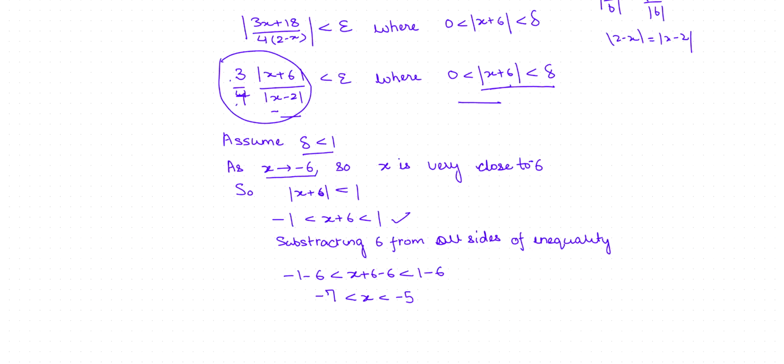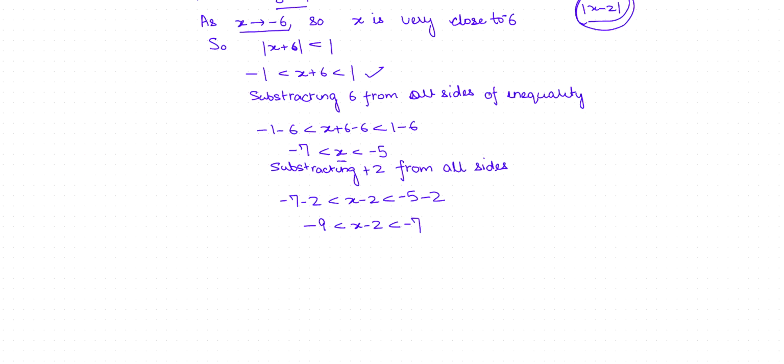But we have to eliminate x minus 2. So we have to change this x so that we get x minus 2. So let's subtract negative 2 from all the sides. We have to do the comparison in this form. So our aim is to get a comparison in terms of the absolute value of x minus 2. Now we subtract 2 from all sides so that we get the inequality in the form of x minus 2. Okay.